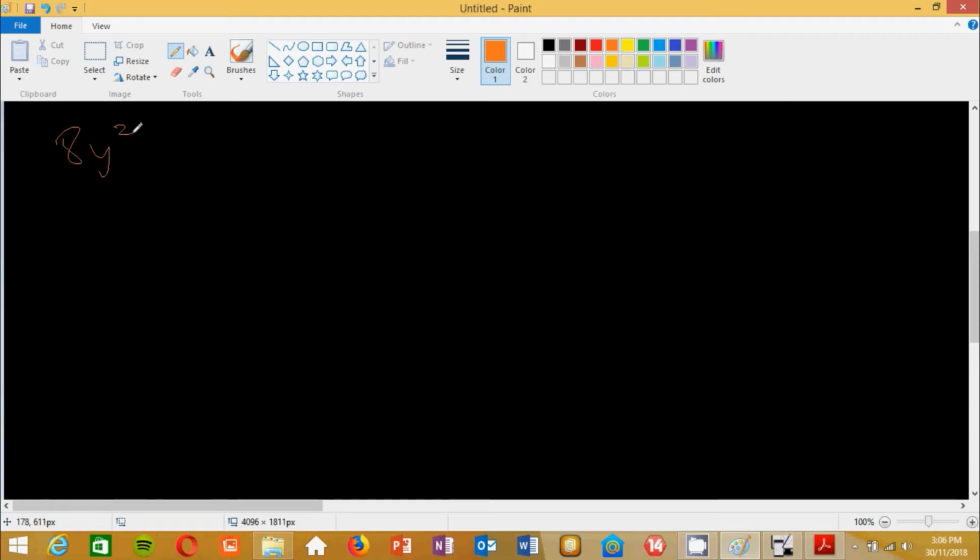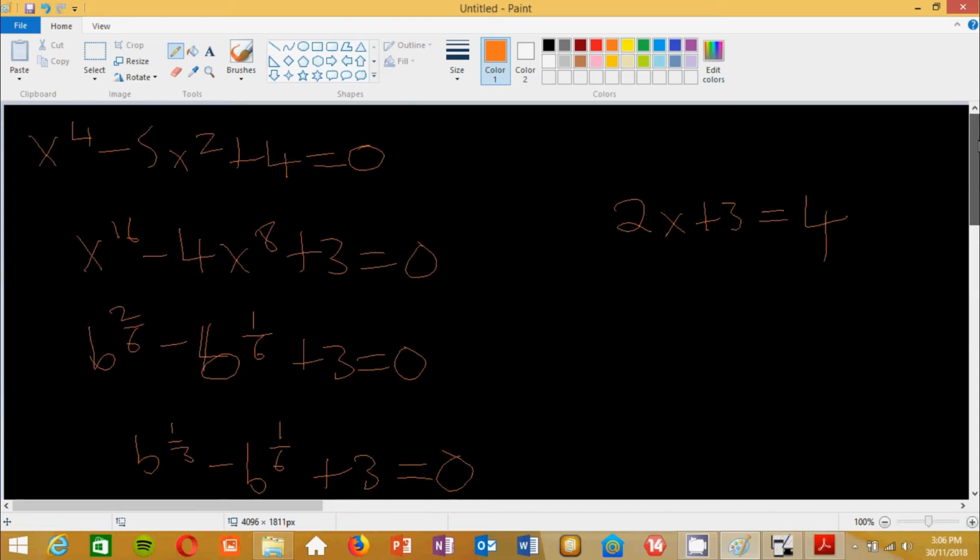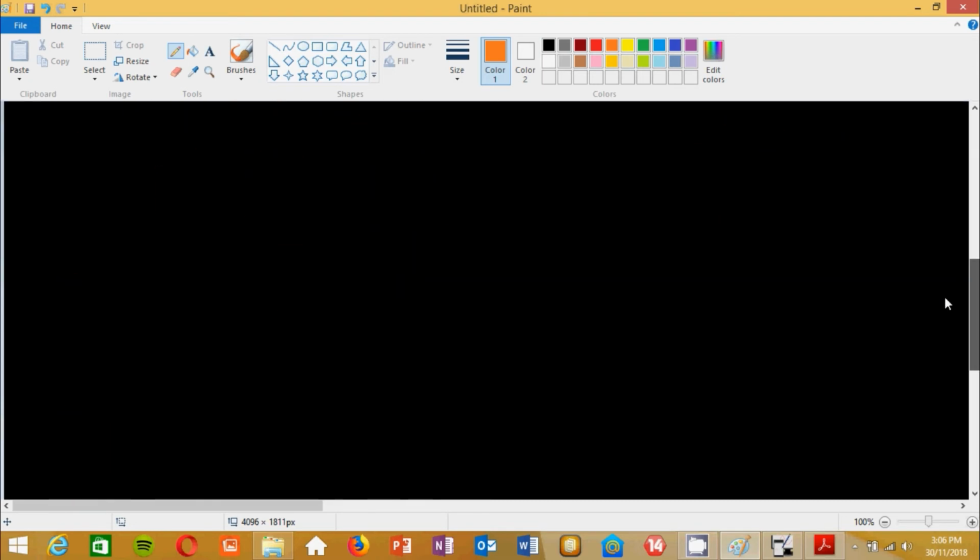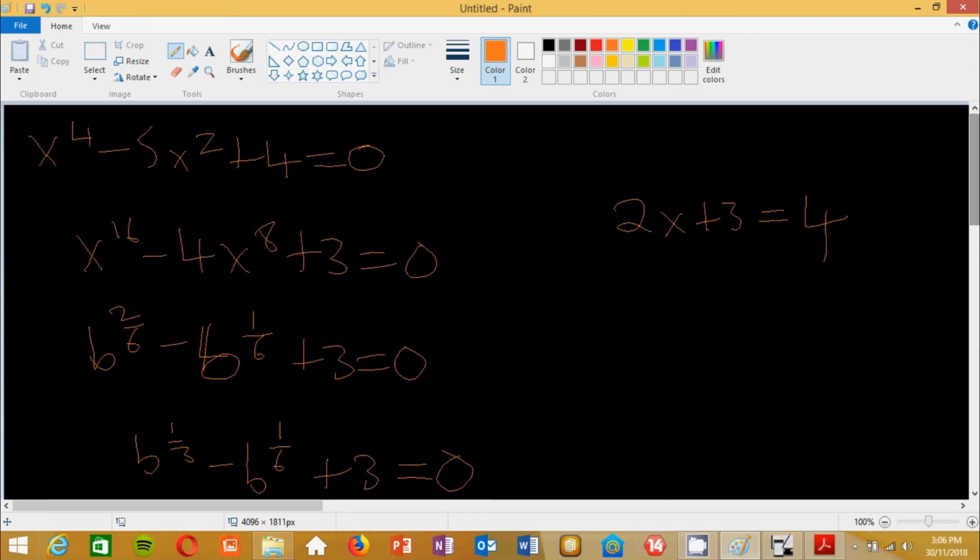8y to the power 24 plus 6y to the power 12 minus 8 is equal to 0. This is another disguised quadratic equation. You only have 2 powers, y to the power 24 and y to the power 12, and your highest power, 24, is double your lowest power. 12, double that, you get 24. So that's another disguised quadratic equation. So basically that's it, guys. That is how you identify whether a particular equation is a disguised quadratic equation or not.